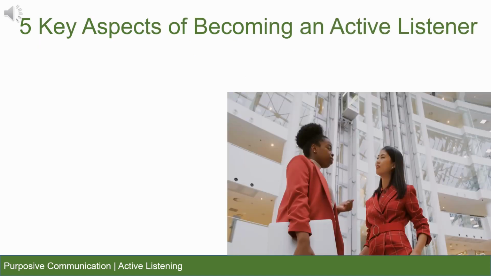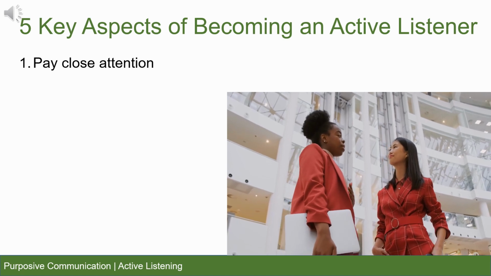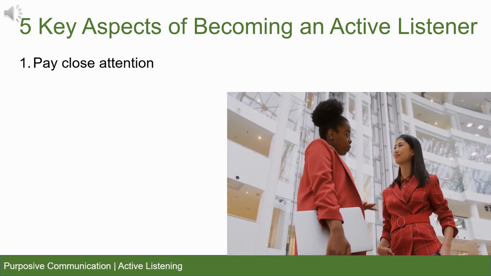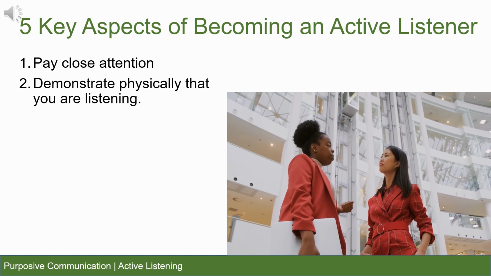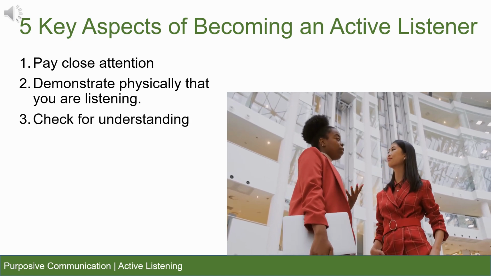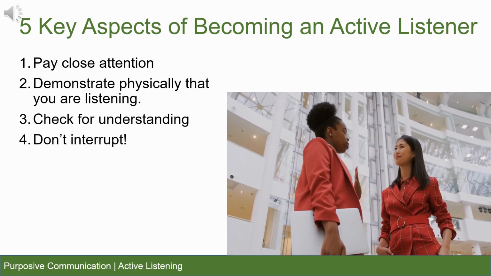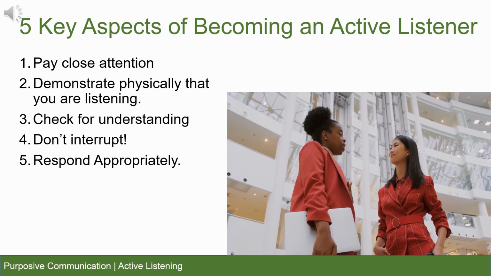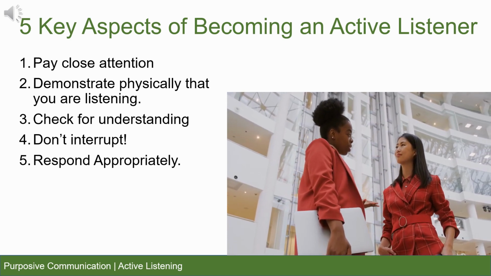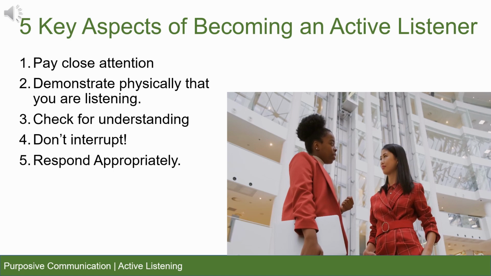All right. Again, there are five key aspects of becoming an active listener. For you to be a good communicator, you need to be a good listener. You need to be an active listener, and an active listener pays close attention. Demonstrate physically that you are listening, like you make eye contact. Check for understanding. You ask questions or you nod if you do understand. Do not interrupt. Let the person finish the message and then respond appropriately. You can respond appropriately if you understand the message well. If you don't understand, then ask the speaker to clarify things if it's vague.